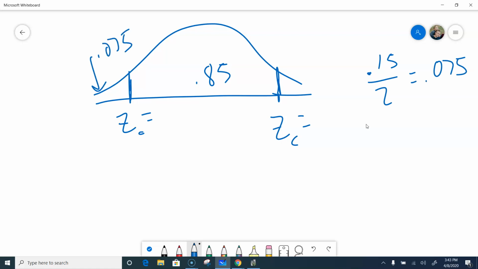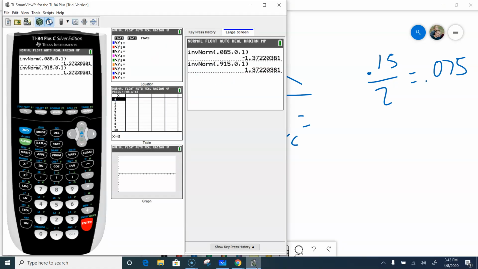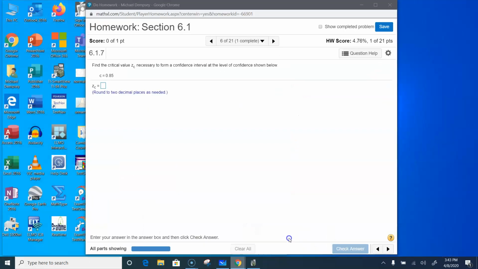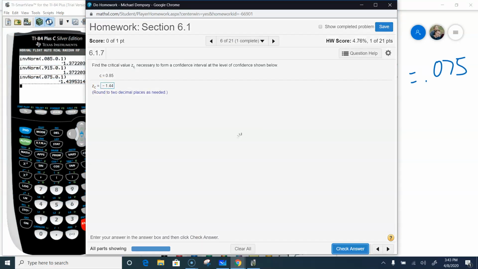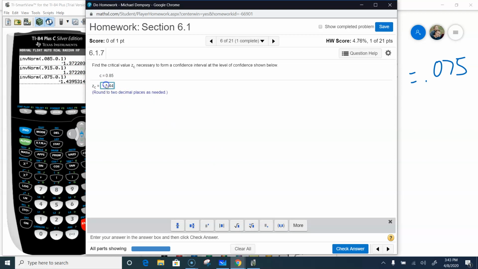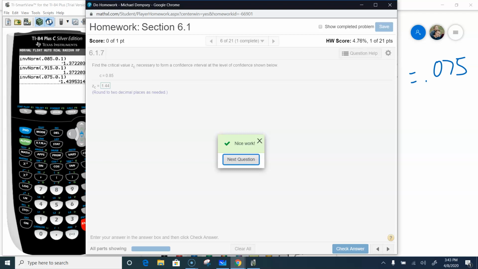So just as a test, let's check and see if we inverse norm. I'll just use second enter. Now, I know I can get this right if I just put in positive 1.44. But let's just see if we'll get it right if we put in negative 1.44. See if they cooperate with us. Nope. They want the positive one. So that's fine. We'll call it 1.44. So don't do that. Yeah, give it the positive answer.